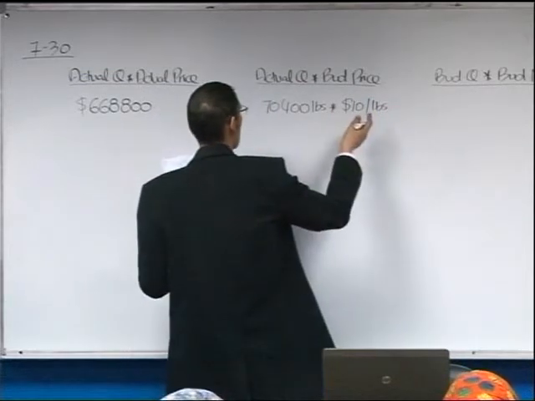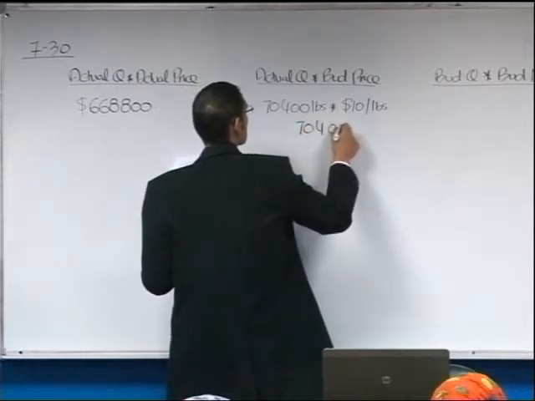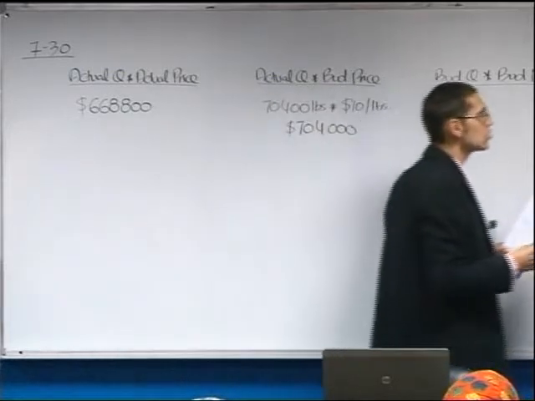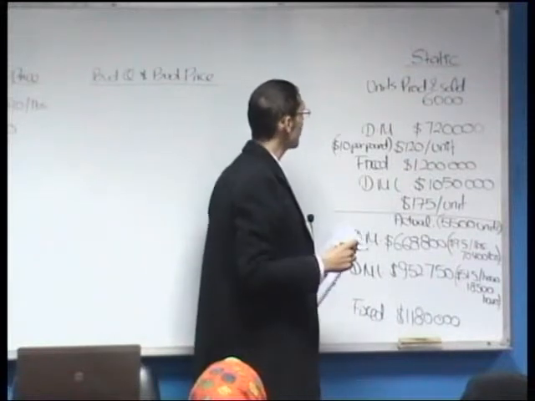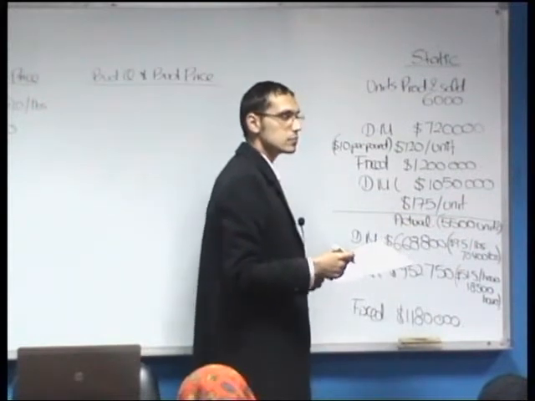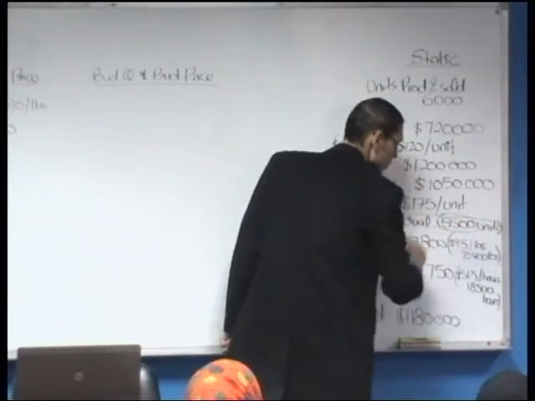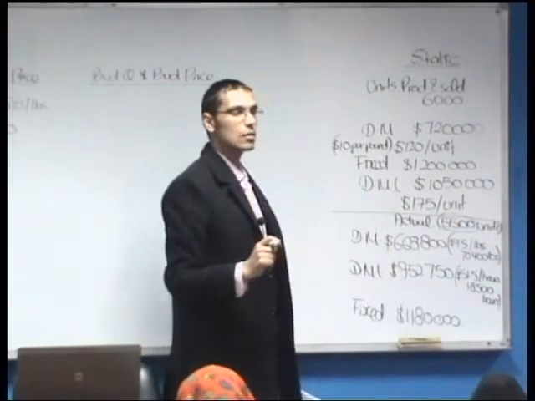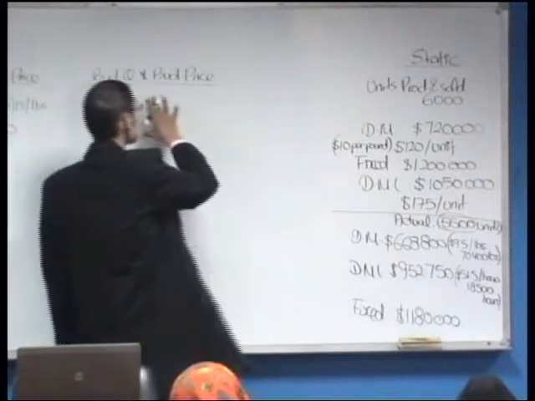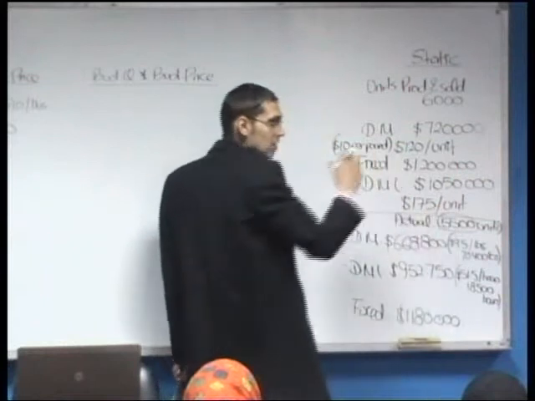Therefore, 70,400 multiplied by 10 would be $704,000. Now, the budgeted quantity, of course, according to our quantity, we should have used how much according to our example? Here, we produced an actual amount of 5,500 units. Therefore, the flexible budget here, or the budgeted quantity, should be for the 5,500 units.